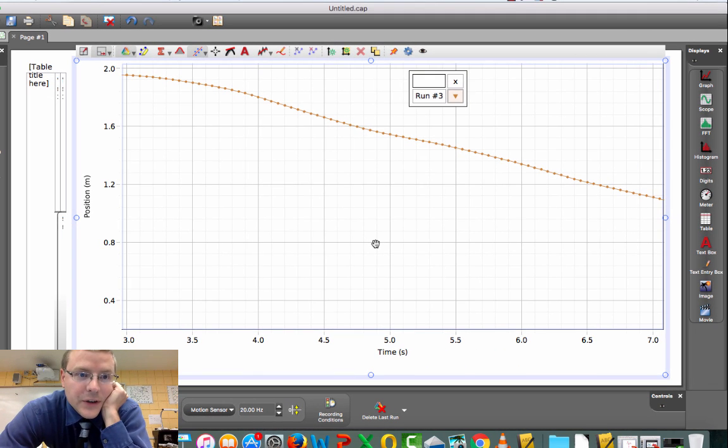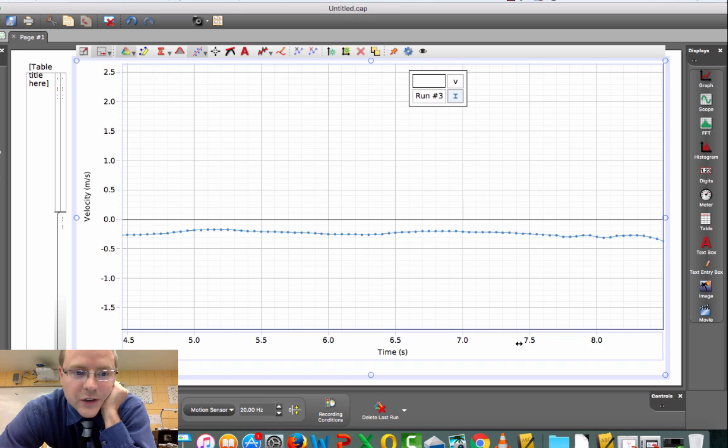Okay, here's scenario 3. Starting around 2 meters, you can see I'm walking back towards the sensor, and the slope is now negative, but it's not as steep as the last graph. When I go to the velocity graph, I can now see that my velocity was around negative 0.2 or 0.3, and I was nice and steady the entire trip. So my velocity is now below the 0 line, just meaning I went backwards.